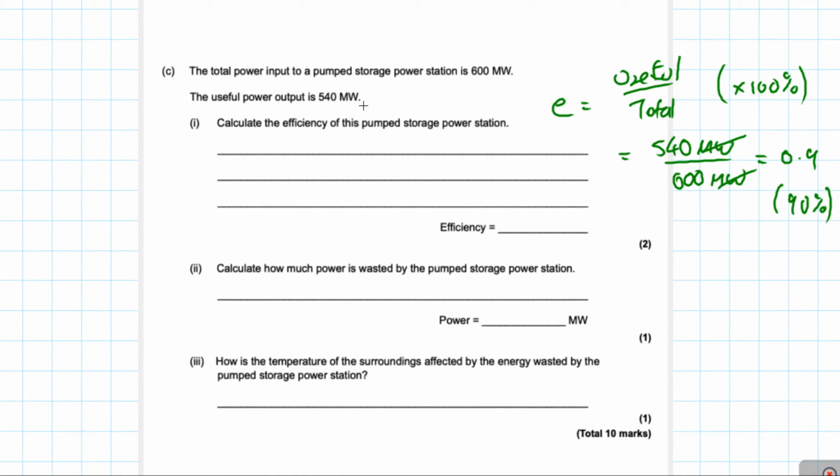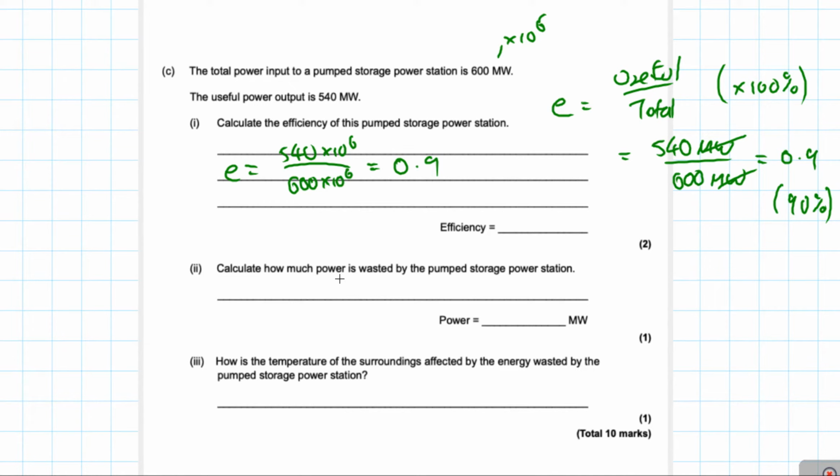However, if you want to put the numbers in fully, just because you may want to do that in the exam, just to make sure, mega is times 10 to the 6 in standard form. So on the calculator you would do 540 times 10 to the 6 divided by 600 times 10 to the 6, which is equal to 0.9 as well. So again, it tells you in the question, total power is 600, useful is 540.